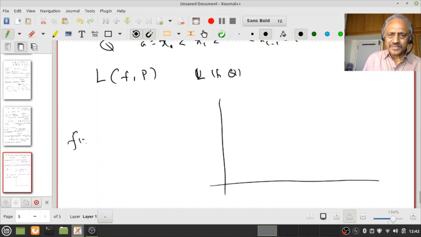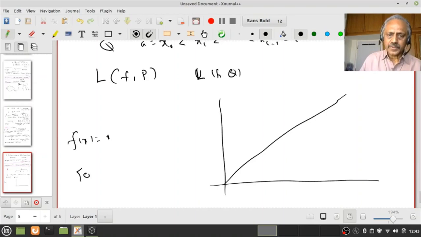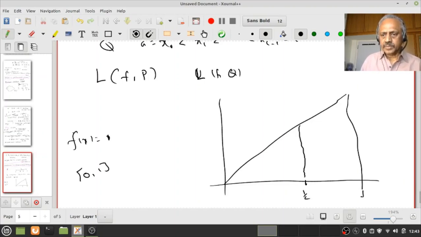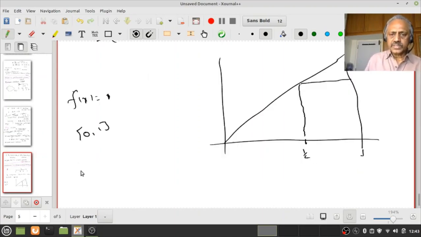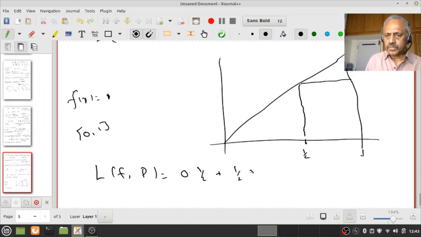Let us look at the function f(x) equal to x on [0, 1]. Now suppose I have the partition 0, half and 1. On this, what is the minimum? The minimum is 0. On this, the minimum is half. Therefore, what is the lower sum L(P, alpha)? This is 0 times half, and then next is half times half, which is 1/4. This we had already seen yesterday.